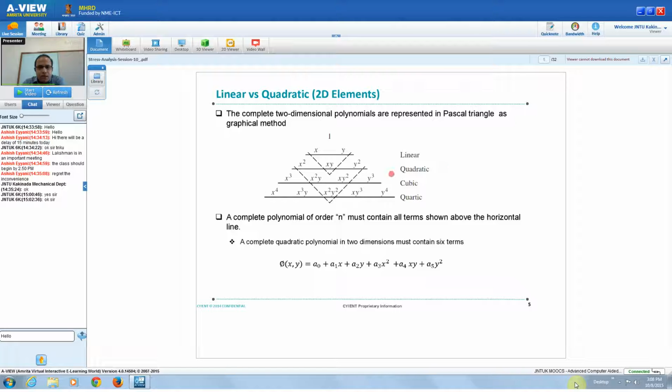Here this is the Pascal triangle. It is very easy to understand how the polynomials for 2D are formed. For example, if you want to take a complete quadratic polynomial or a linear polynomial, let us say I want to take a linear polynomial.